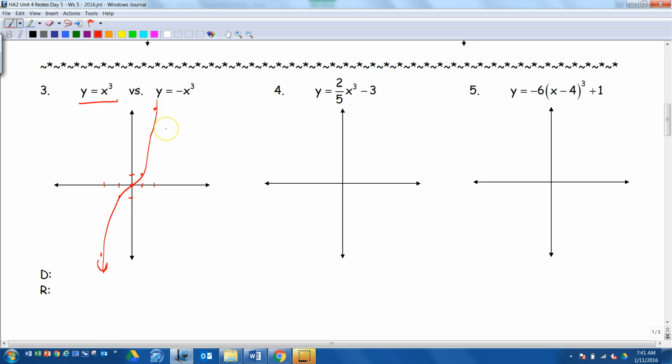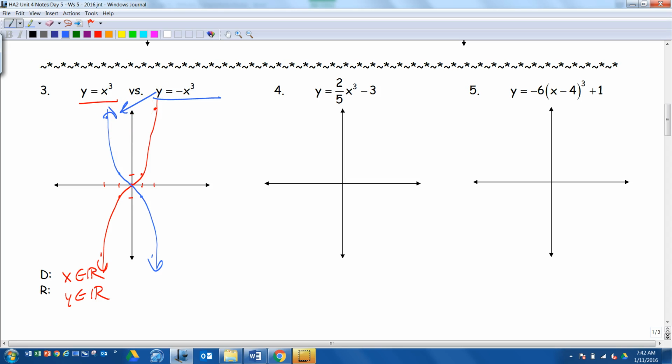Okay? If you look at this, the domain is that x is all real numbers, because you can plug anything in. The range is also all real numbers for a cube function, because there's no restriction. You can have negatives and positives for your range. If you have a negative x cubed, it flips it over, so this stuff is now up here. So I'm going to graph this. It changes the y values. So it looks like that. So this is the negative x cubed.